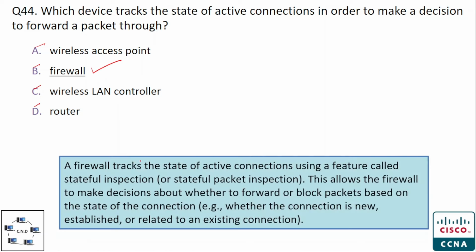A firewall tracks the state of active connections using a feature called stateful inspection or stateful packet inspection. This allows the firewall to make decisions about whether to forward or block packets based on the state of the connection, for example, whether the connection is new, established, or related to an existing connection.